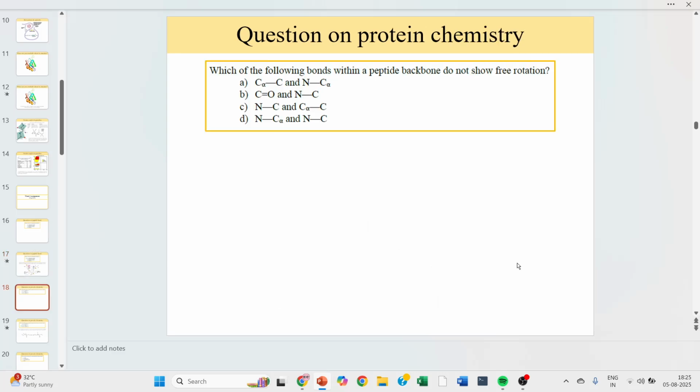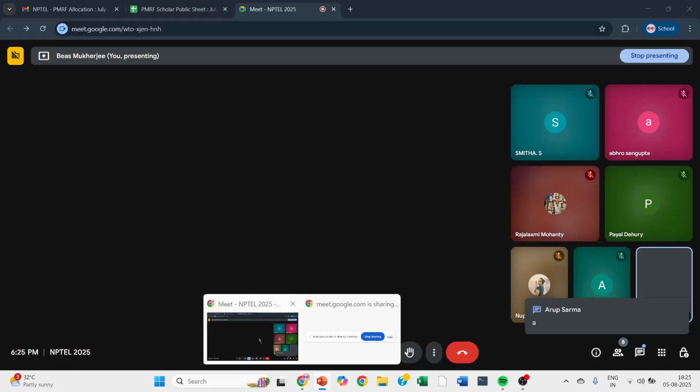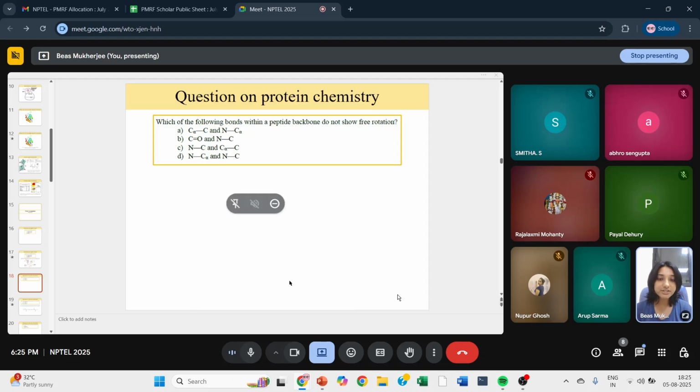Okay. Now there is another question. This is also simple. So you tell me something, when I'm changing the slides, are you able to see or are you just seeing a blank screen? Because then I will have to change it.